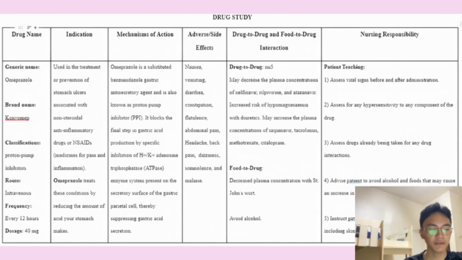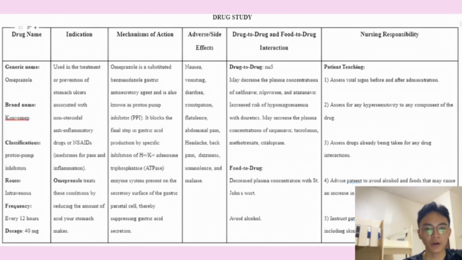Our nursing responsibility for this: firstly, we need to assess the vital signs before and after the administration of the drug, assess for hypersensitivity to any component of the drug, assess drugs that are already being taken for any drug interaction, and advise the patient to avoid alcohol and foods that may cause an increase in gastrointestinal irritation. Then lastly, we have to instruct the patient to report any prolonged side effects, including skin problems, rashes, and itching, or of course the GI effects.